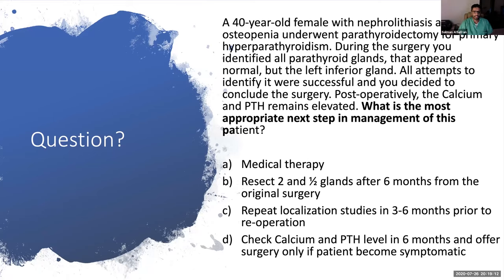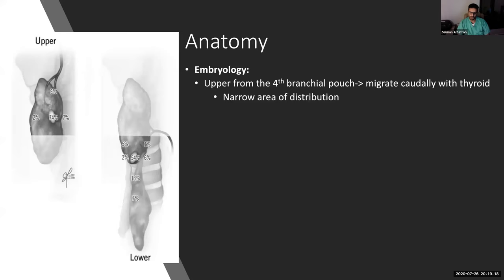All right, so basically we'll talk about the anatomy of the parathyroid gland. One of those few things you have to understand, if you want to do parathyroid surgery, is the embryology of the parathyroid gland. We have basically four glands. The two upper glands come from the fourth branchial pouch and they migrate caudally to the thyroid. They have a narrow span of distribution, so the migration or the descent is very narrow.